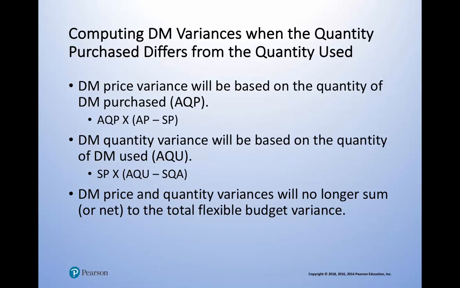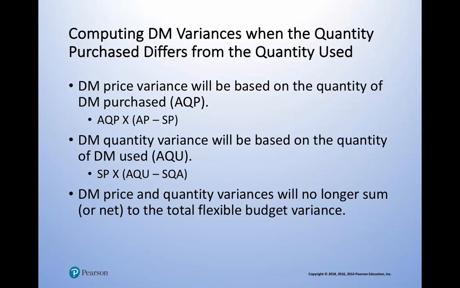for our direct material price variance, we're going to calculate using the actual quantity purchased. For our direct material quantity variance, that's going to be based off the quantity actually used. So if you see a problem that says here's the amount we purchased and here's the amount we used, and they're different, we use our actual quantity purchased for price variance. The way I remember that is actual quantity purchased, AQP, we use in the price variance. There's a P in price variance, there's a P in purchase. So that's how I remember those.